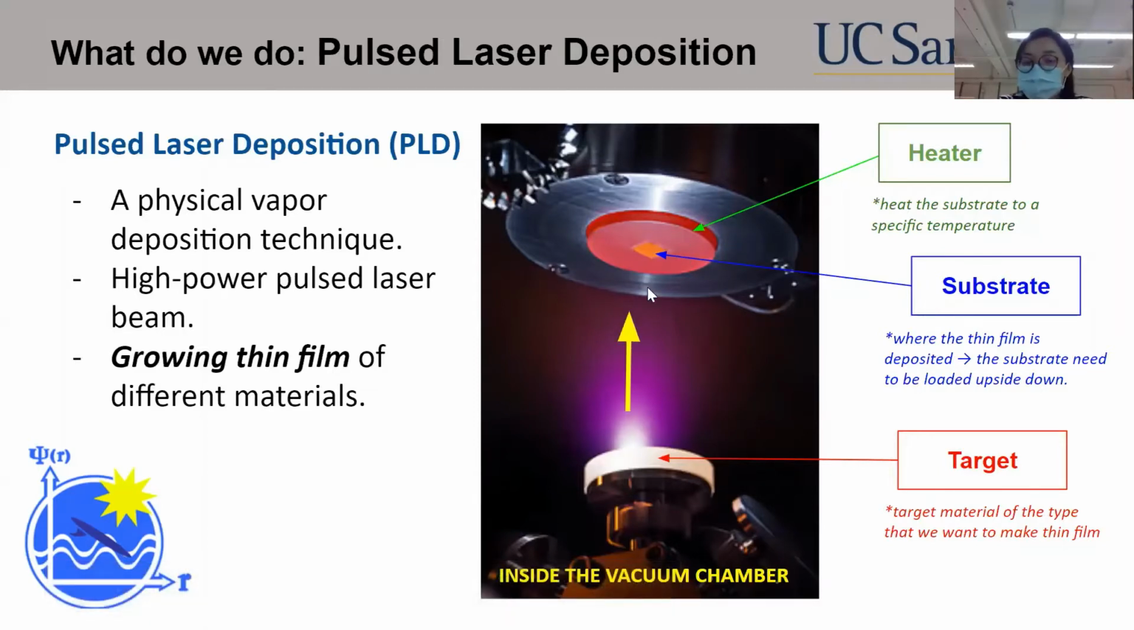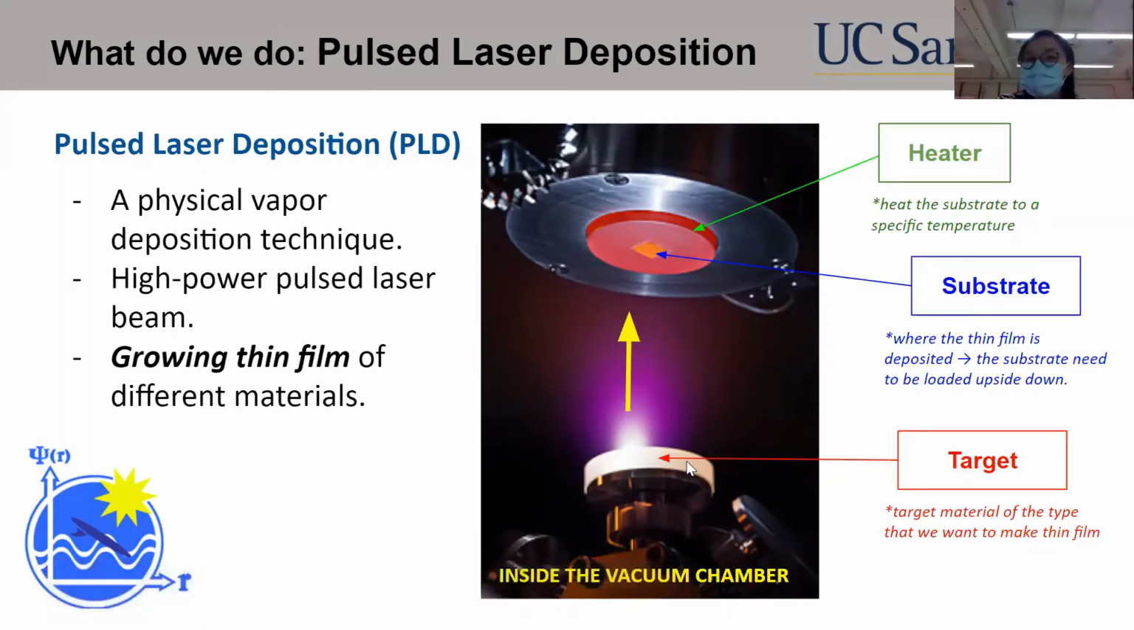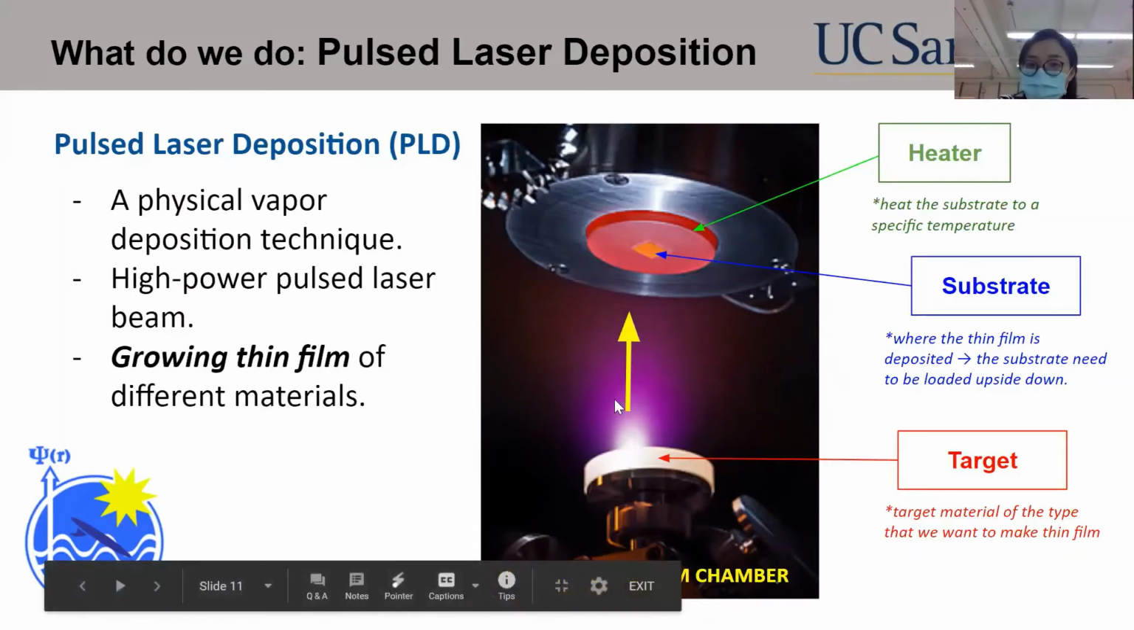The substrate is where you want to deposit the thin film sample on top of it. Because of the geometry of the substrate, when we put the sample inside the PLD, you actually have to put it upside down. And down here we have a target. The target is the material of the same type that you want to make the thin film out of. And the yellow arrow here is the direction of the deposition.